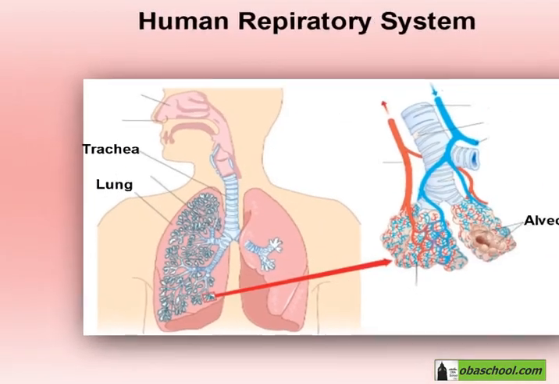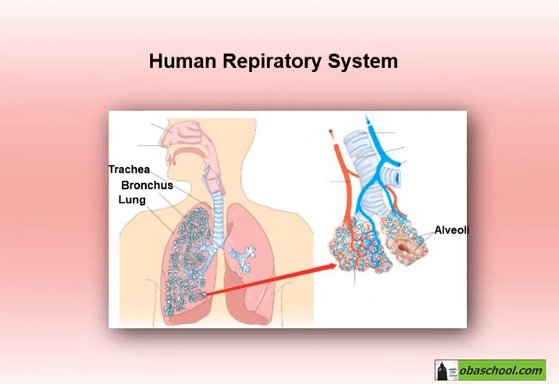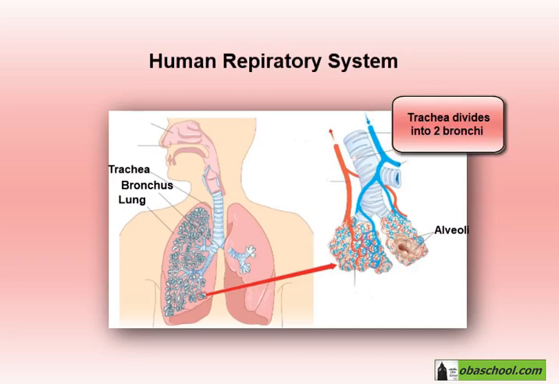Besides the lungs and the trachea, we have the bronchi. The bronchi are the two divisions of the trachea. So the trachea is going to divide into two bronchi that enter the lungs. The bronchi are similar in structure to the trachea.